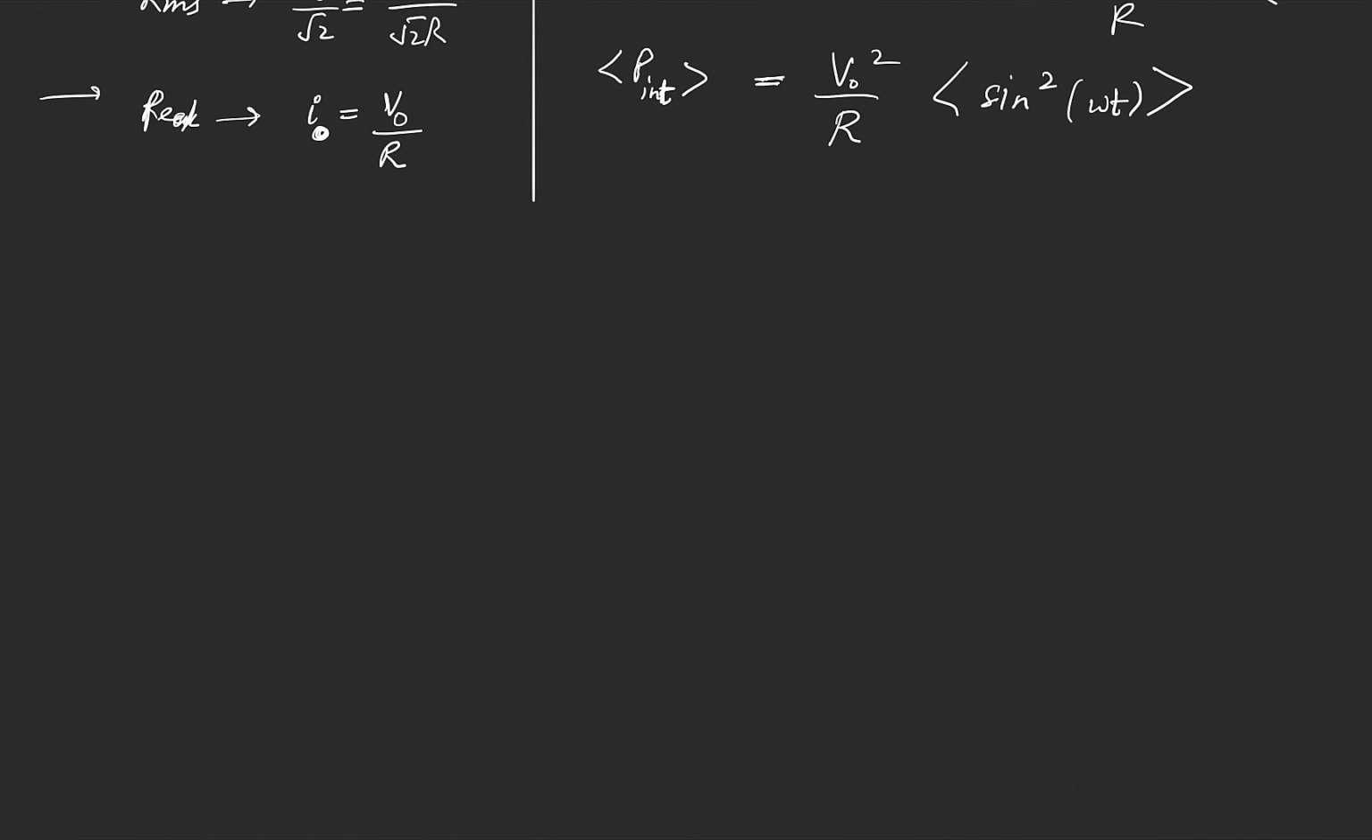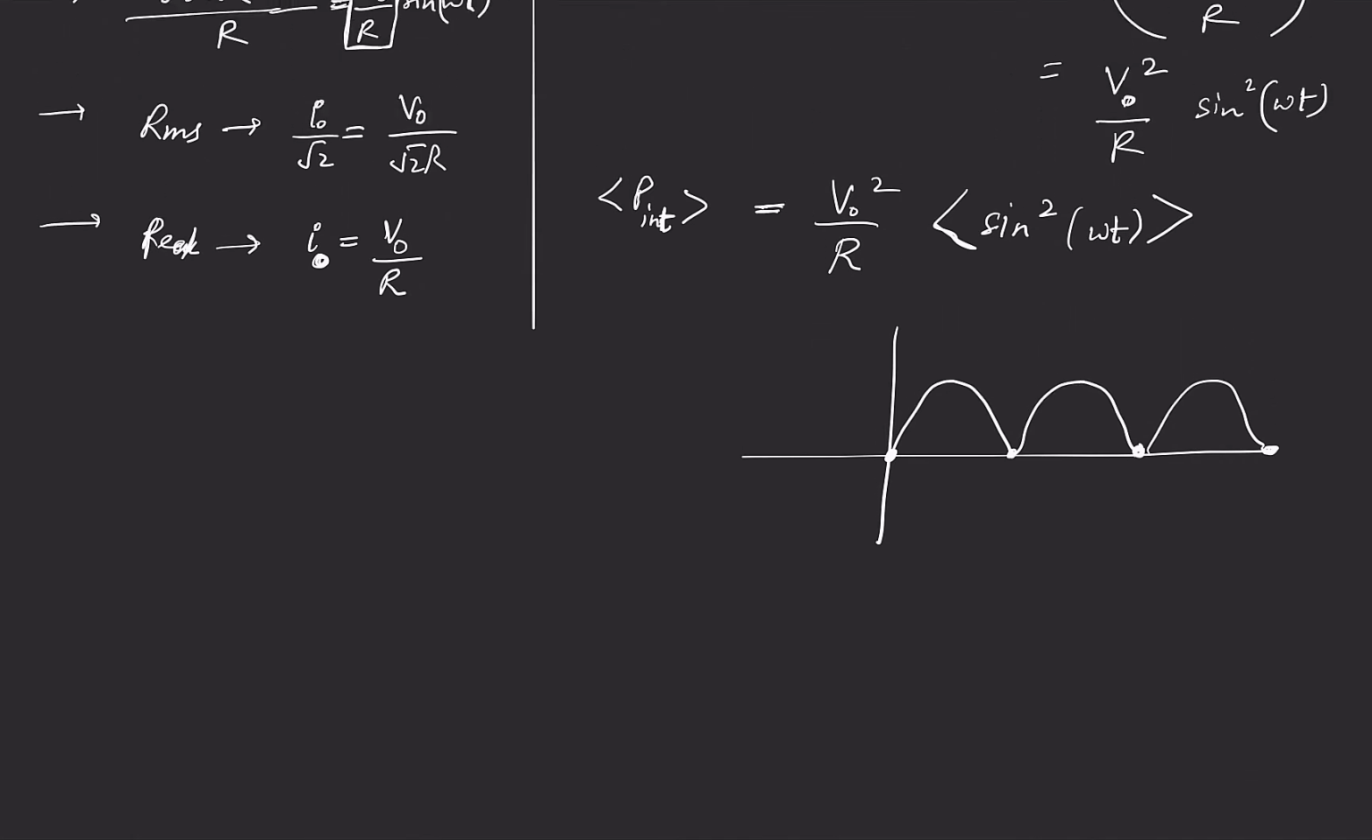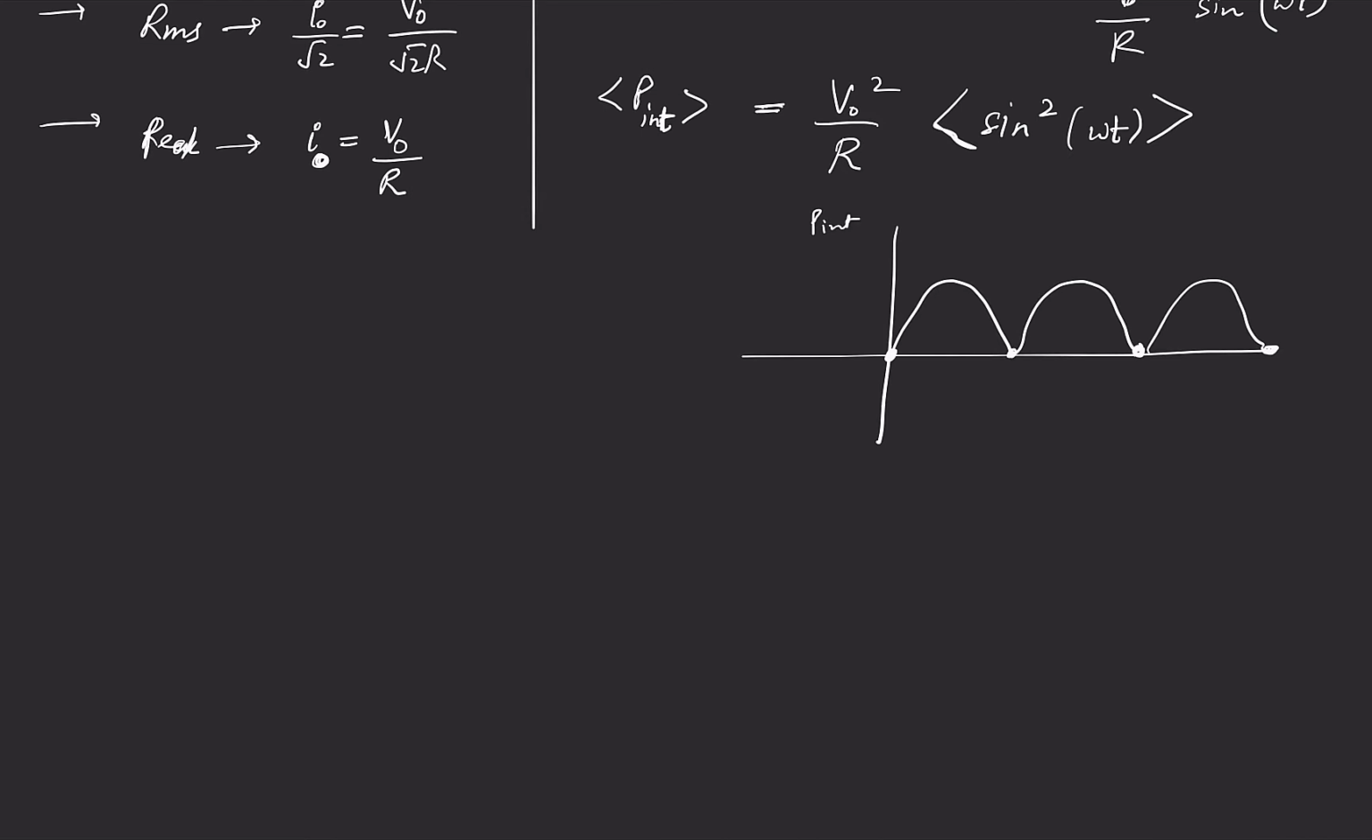If you know how to draw graphs for these squared sinusoidal functions, sin squared omega t would come out something like this. Basically I'm drawing the graph of instantaneous power. The maximum value of this instantaneous power would be V0 squared by R, and the time period for this would be pi by omega. Let's calculate the average power in one cycle, from here to here, from 0 to 2 pi by omega. So the time period is 2 pi by omega.